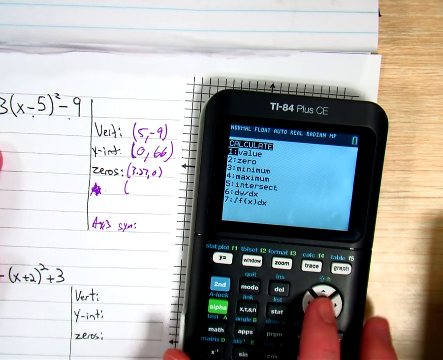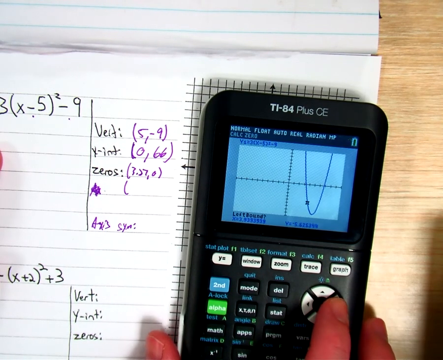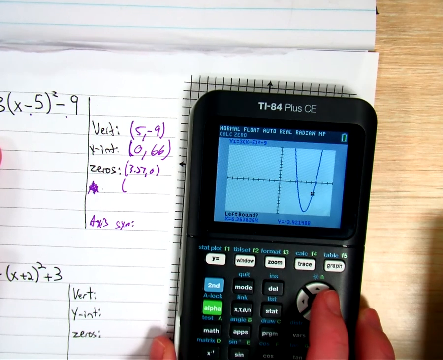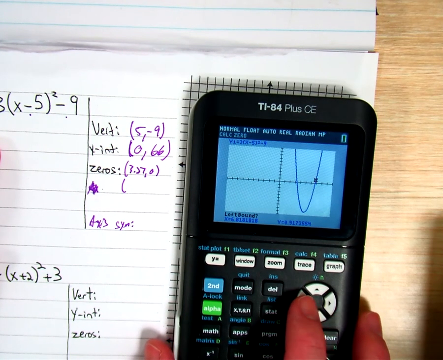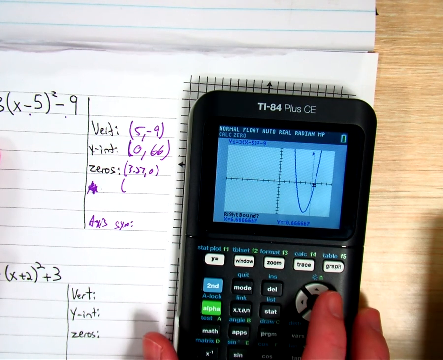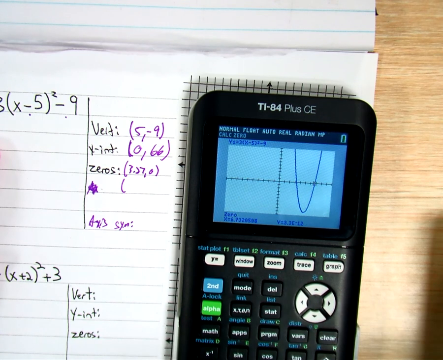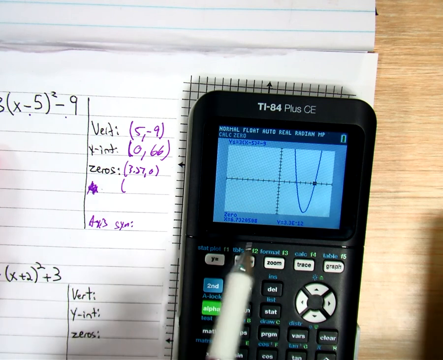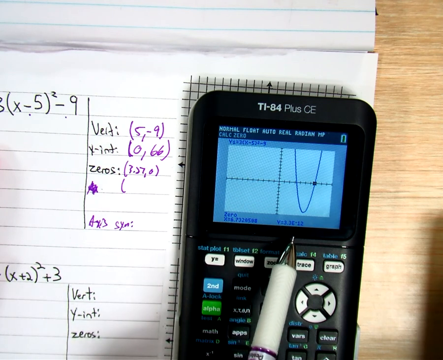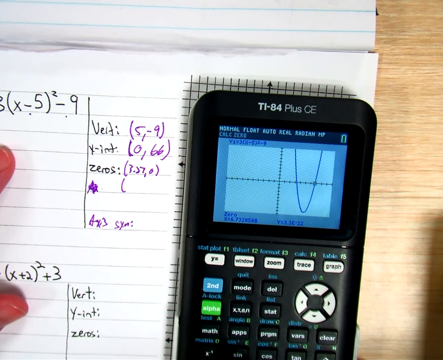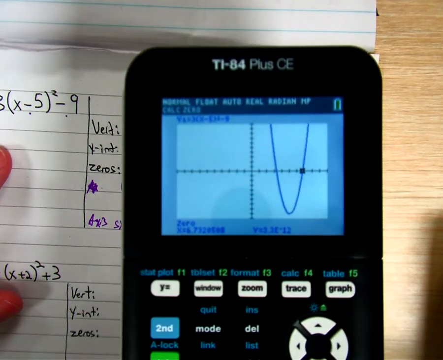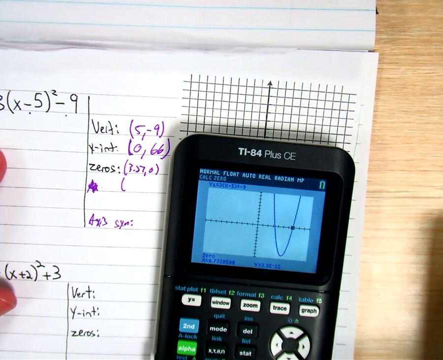And the other one, second trace, zeros. Scooch on over to the other side. All right, left bound, left, left, left, left, enter. Back to it. Right bound, right, right, right, right, enter. Guess in the middle, 6.73, comma 0. If you get something like 3.3 e negative 12, that e just means times 10 to the negative 12th.